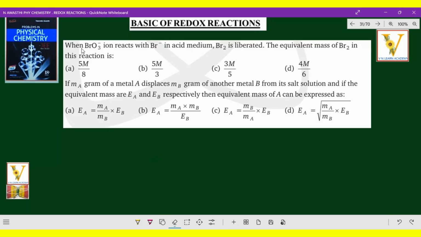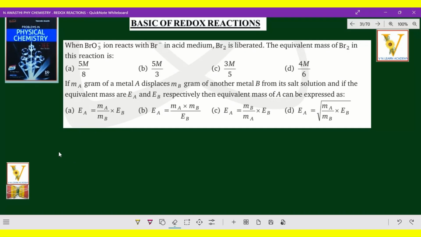The first question: when BrO3 minus ion reacts with Br minus in acidic medium, Br2 is liberated. What is the equivalent mass of Br2 in this reaction? Whenever we get such a question, according to the statement, we have to write the equation so that it will be easy for us to understand.